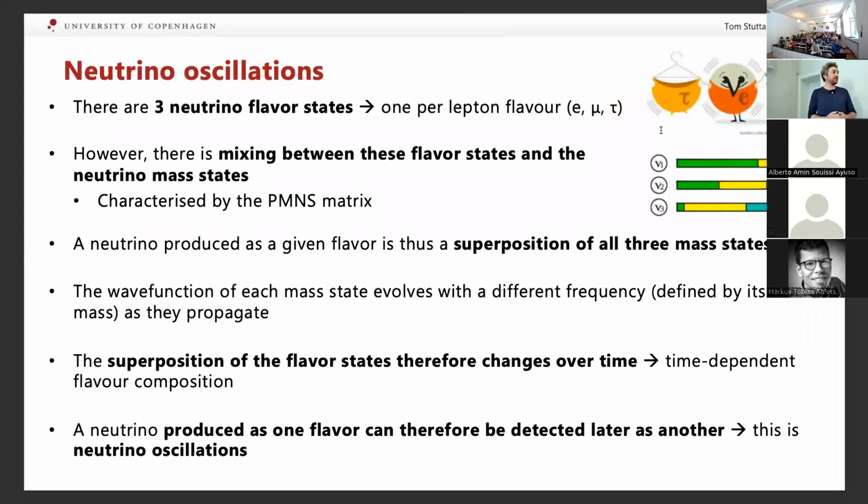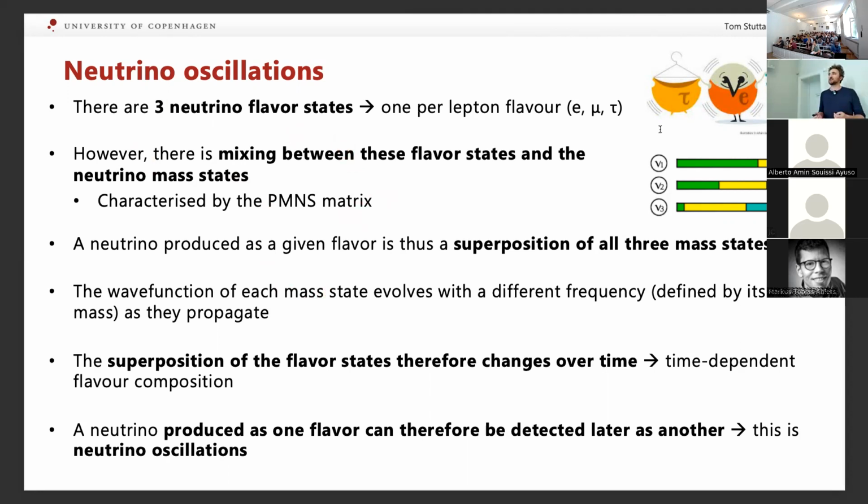What is special about neutrinos, though, is that these flavor states, the states which interact in the weak interaction, are not the same as the states that propagate, the mass states. There's a mixing between these flavor states and mass states. And this very special property of neutrinos gives rise to an awful lot of interesting phenomenology and new physics. This mixing tends to be characterized by the PMNS matrix.